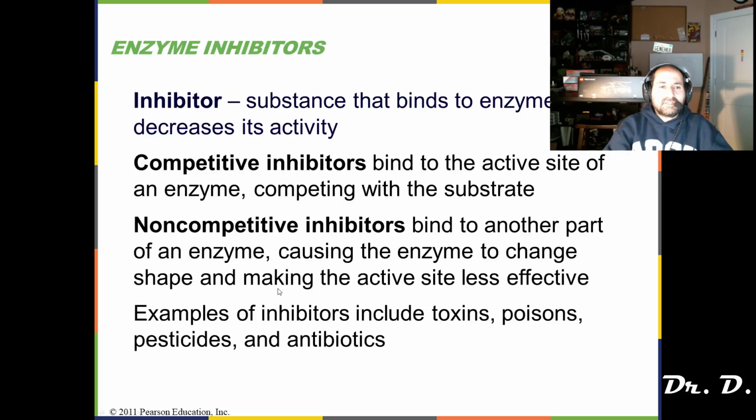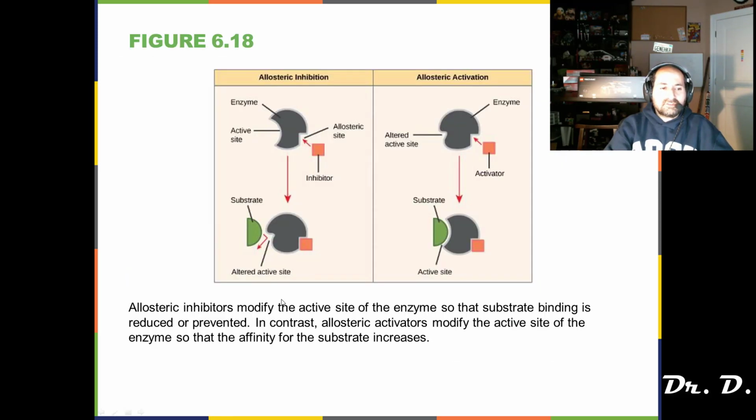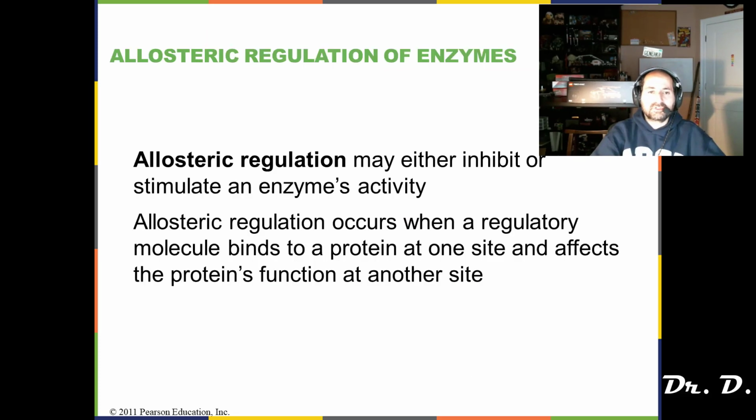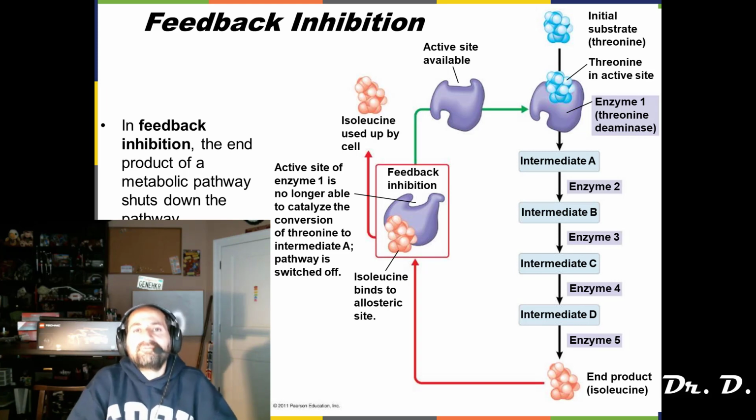Oh, by the way, what types of things are inhibitors? Real quick, let's look at this. Examples of inhibitors are toxins, poisons, like those things from venomous snake bites, pesticides, antibiotics. These are all examples of inhibitors. But your cells can also make inhibitors on purpose. Not all inhibitors are poisons or toxins. Sometimes your own cells will make an inhibitor for a good reason, not to harm you. An example of that is called feedback inhibition.